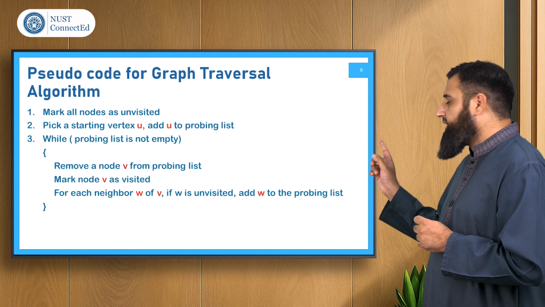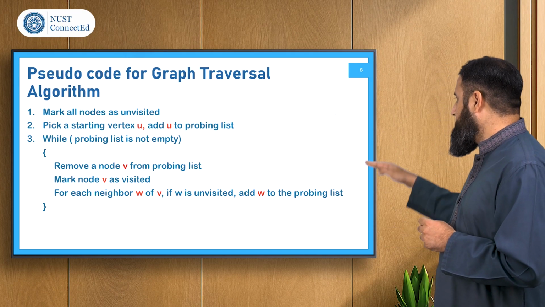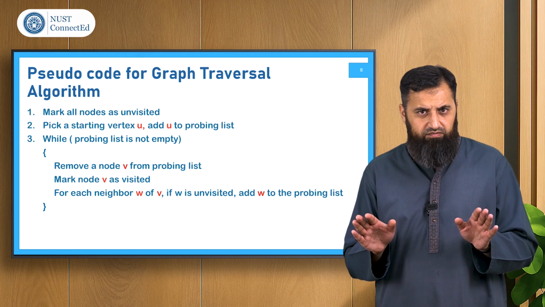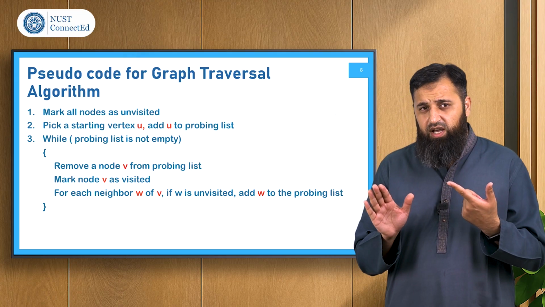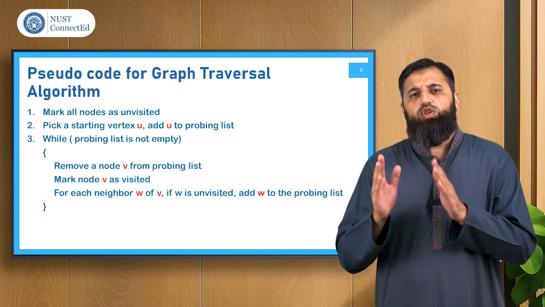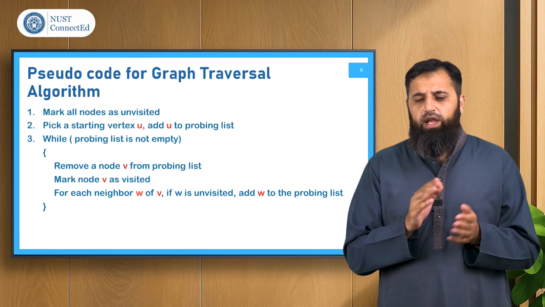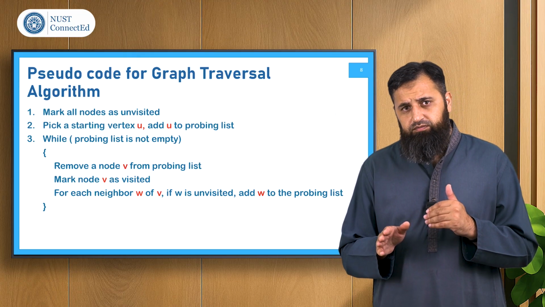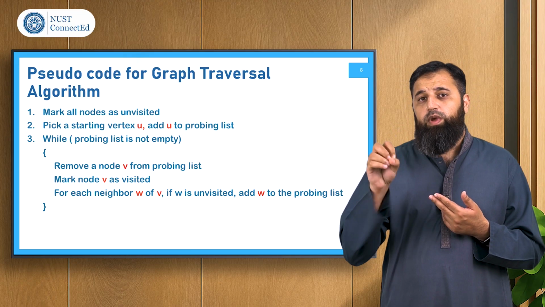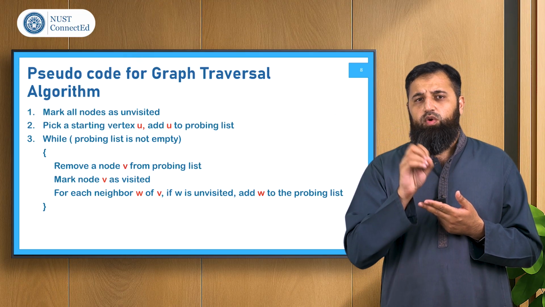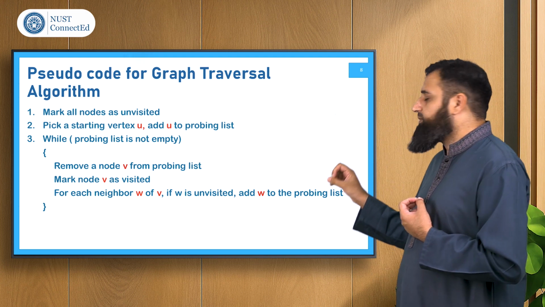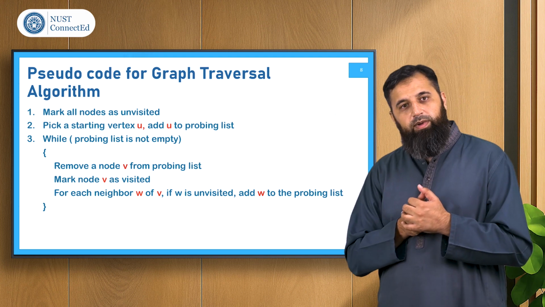So how can we do that in code? Well, here's the pseudocode for general graph traversal. Mark all nodes as unvisited, pick a starting vertex U, and add U to the probing list. While the probing list is not empty, we remove a node V from the probing list, mark V as visited, and for each neighbor W of V, if W is unvisited, add W to the probing list.